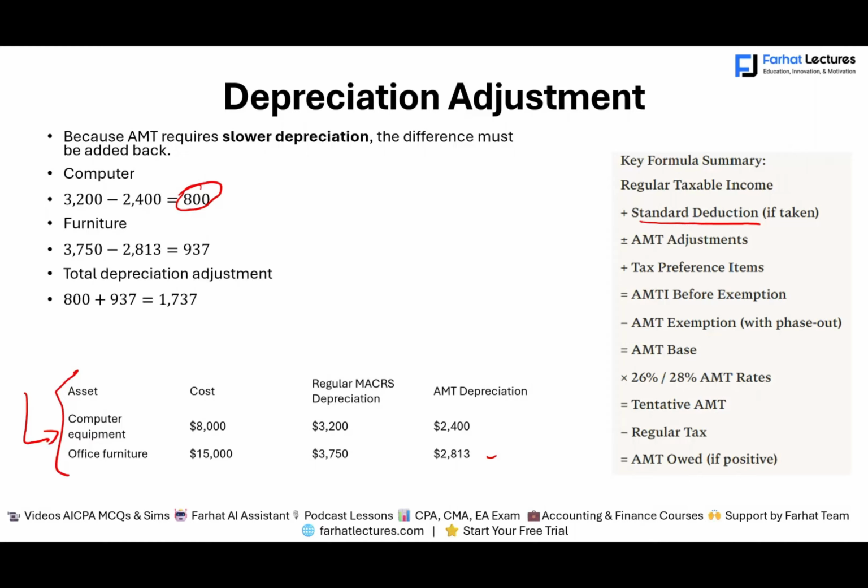Now let's add the depreciation. 800 plus 937 equals 1,737. What do we need to do? This is another positive adjustment. 1,737. Maybe I said a different number, but that's the total adjustment.